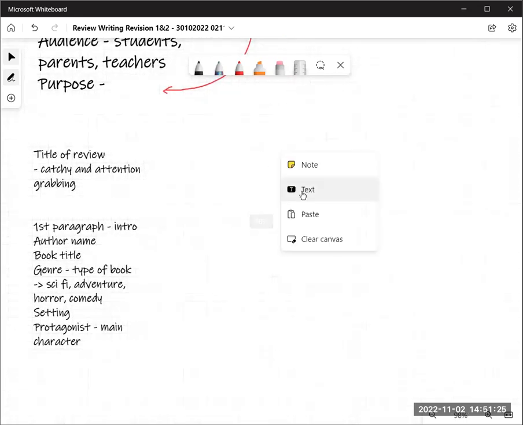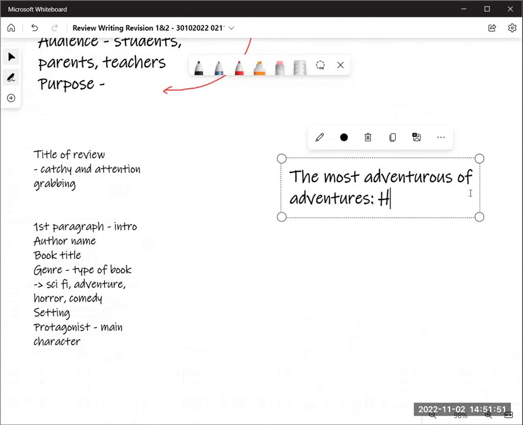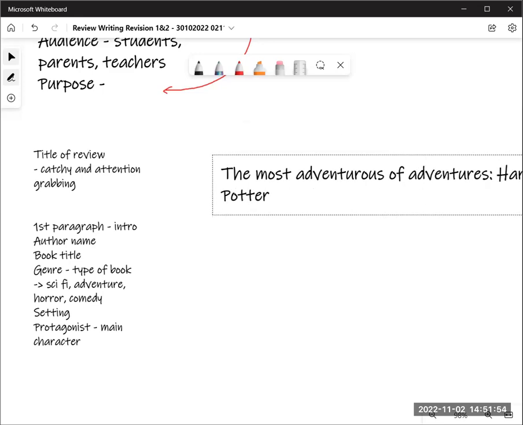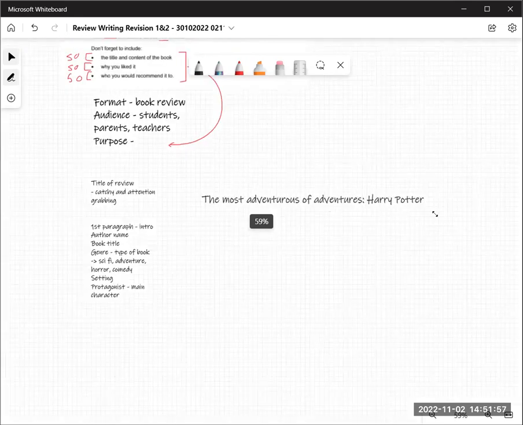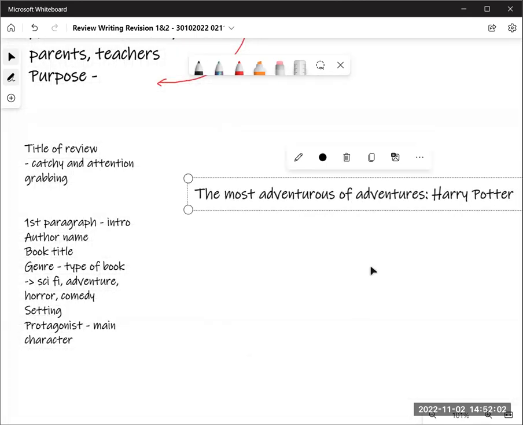Let's start. Now, first thing is I'll give a title. The best, let's say, or most adventurous of adventures, Harry Potter. Now that is like a title. It's catchy. Okay, it's interesting. You can use any title you like.